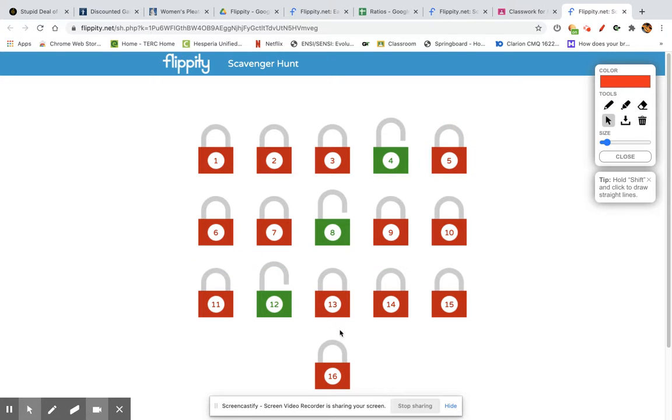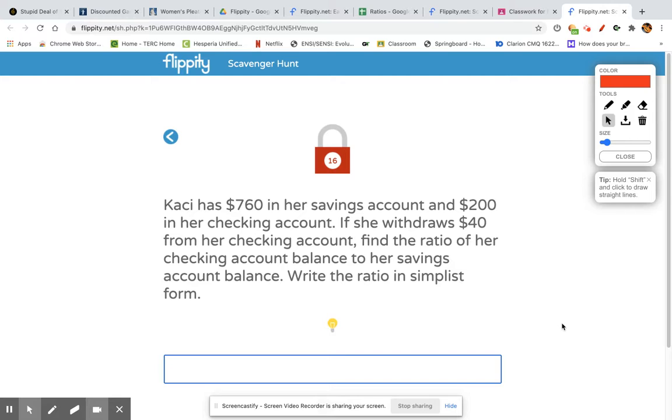And we will do our last example here, number 16. All right, so these ones you have to do a little bit more thinking. So Casey has $760 in her savings account and $200 in her checking account. If she withdraws 40 from her checking account, find the ratio of her checking account balance to her savings account balance. Okay, so there's kind of a lot going on here. We know that she has 760 in her savings. I'm just going to put S for savings. We know that she has $200 in her checking account.